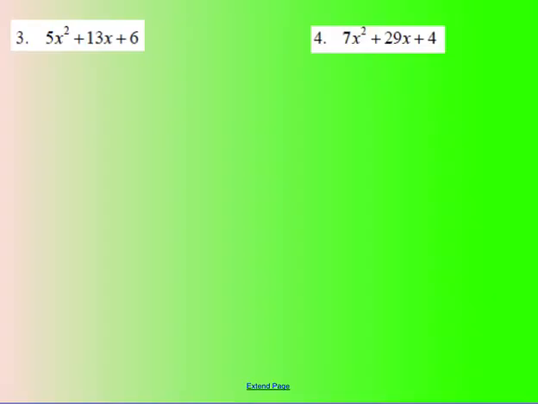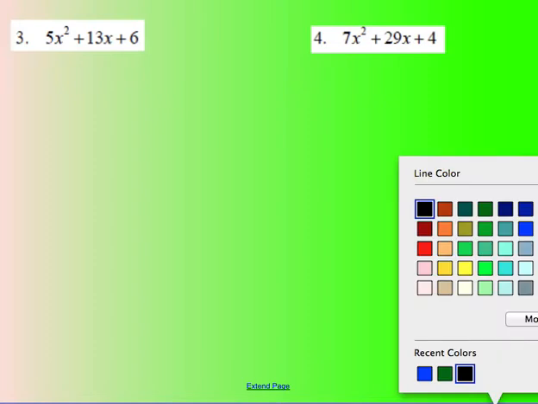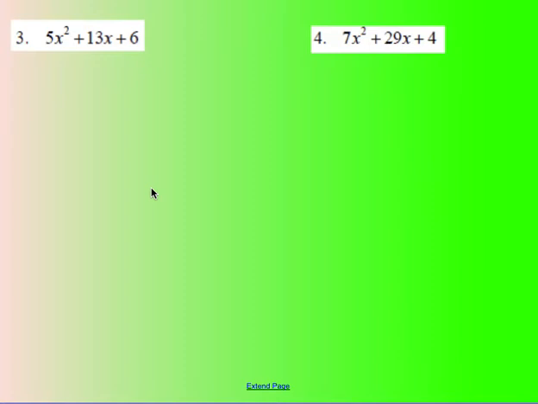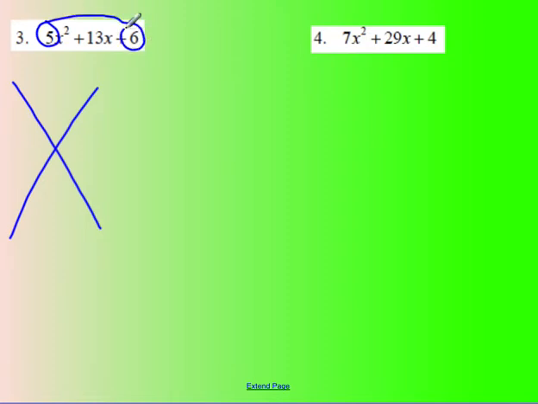Let's take a look at this, okay? So, step 1, GCF. Between 5, 13, and 6, yeah, not going to happen. Okay, so let's go ahead and get started with our x then. So we're going to take 5 times 6. Well, that's going to give me 30. So we're multiplying to 30 and adding to 13. So now I have to play a number game. What multiplies to 30 and adds to 13? Well, that's going to be 10 and 3.